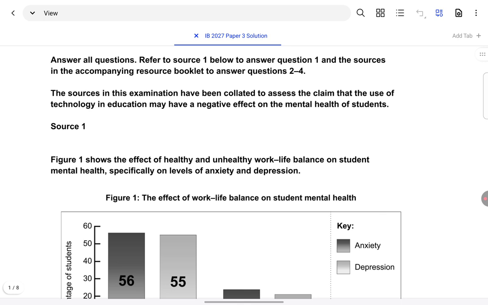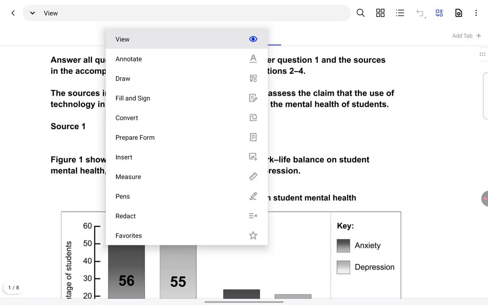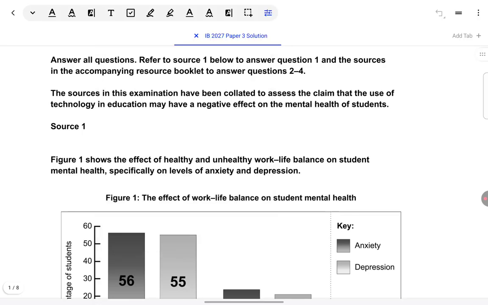Okay, let's look at the first question in the paper. They tell us answer all the questions below. Refer to source 1 to answer question 1 and sources and accompanying resource booklet to answer questions 2 to 4. The sources have been collated to assess the claim that the use of technology in education may have a negative impact on mental health of students. This is very, very important.